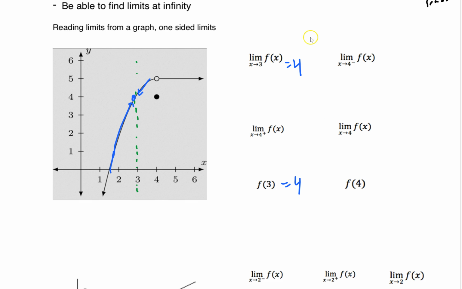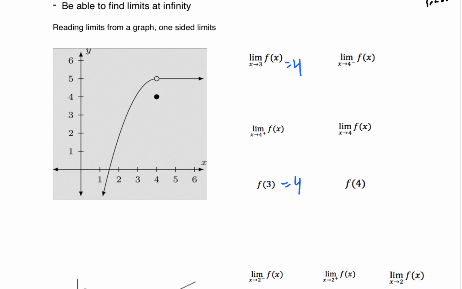Now I said a little earlier, a limit doesn't care what actually happens at the spot. Just as you get close, what does it look like is happening? So let's look at 4. That's a little different. Before we do that, let me erase these so we have something clear to work with.